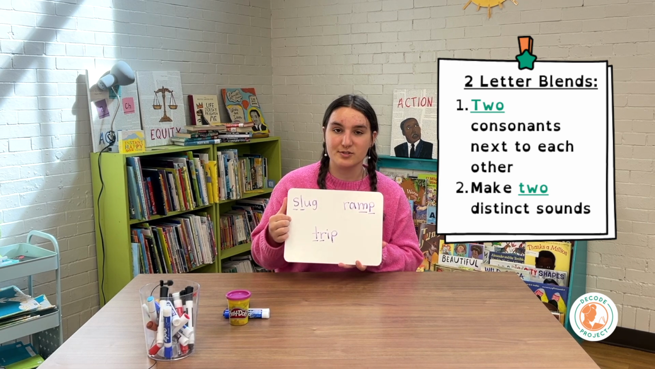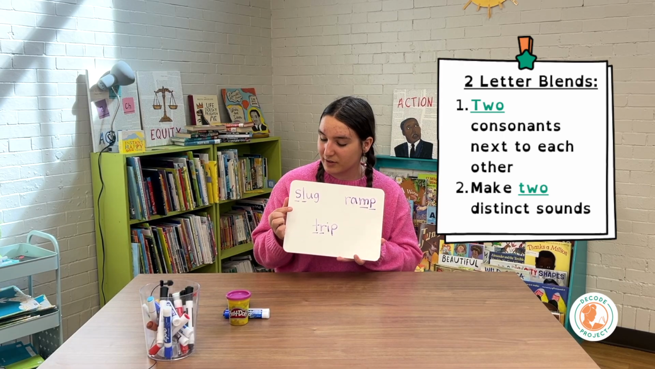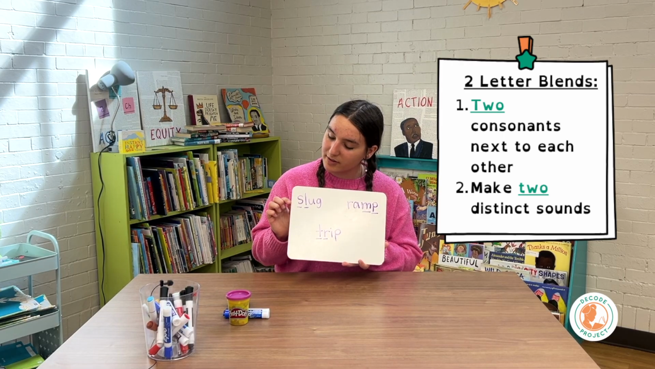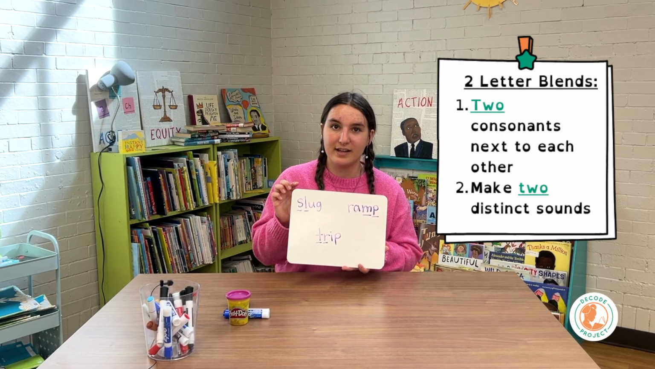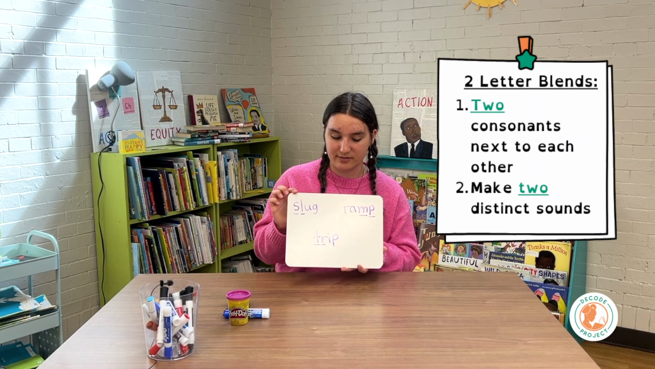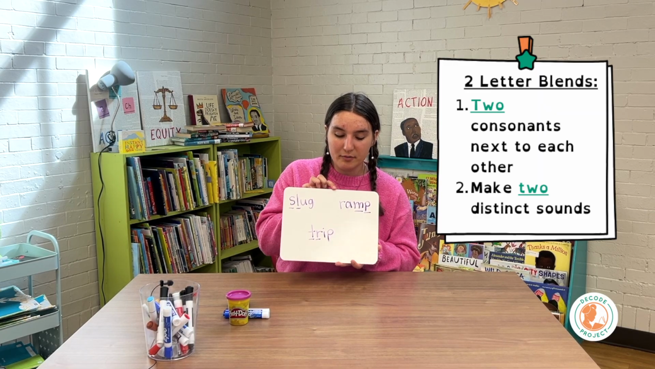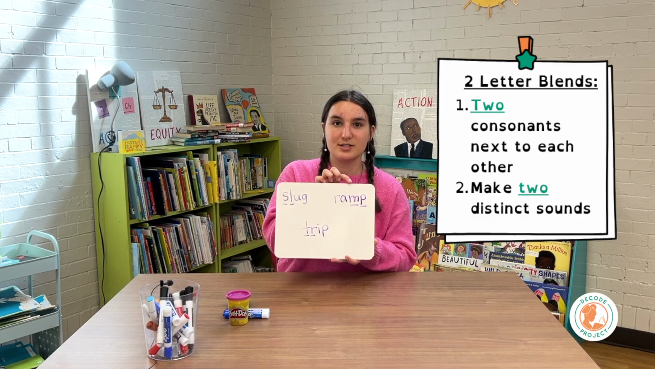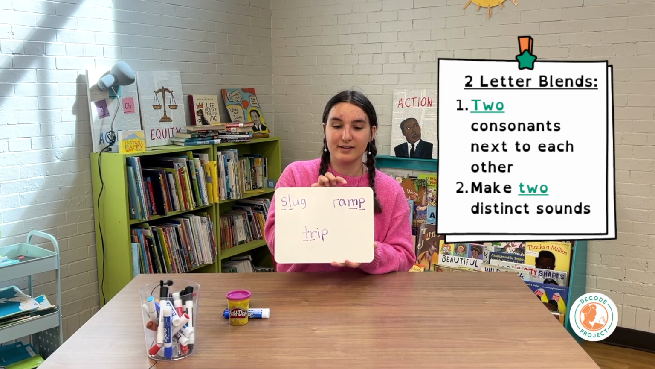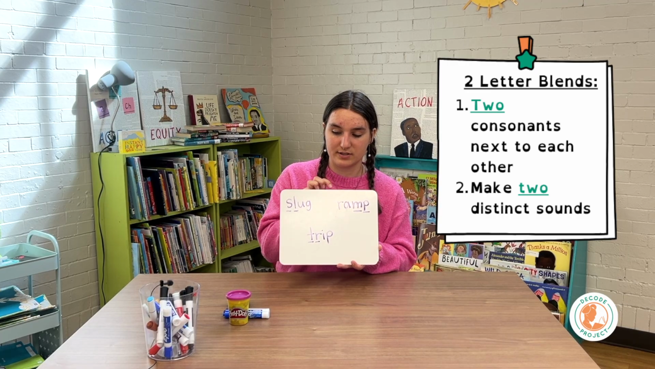We have this first word that says slug. We put it together, we have the word slug. So our two-letter blend here would be SL. It's our two consonants next to each other, but they're still each making their own sound. Another example over here of an ending blend would be the word ramp. So we have MP right here. It's our two consonants next to each other, but we still are each making our own sound.